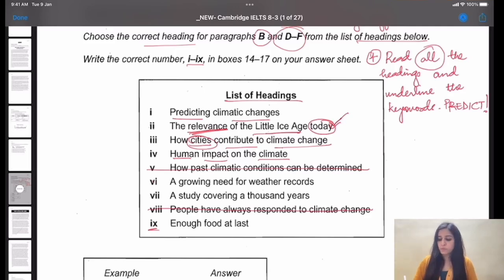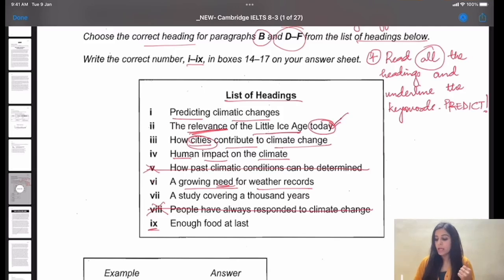Fifth one, we don't have to spend time here. We don't have to spend time on the eighth one because it's already taken by other paragraphs in the example. Sixth one says a growing need for weather records. So growing need for recording the weather. Recording is basically collecting data, and there is some need, requirement, or necessity to do that.